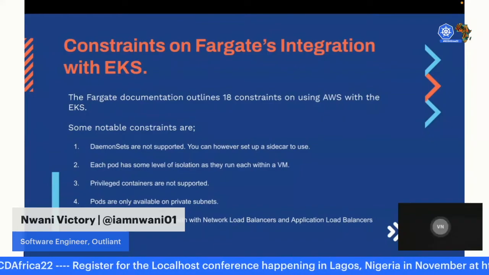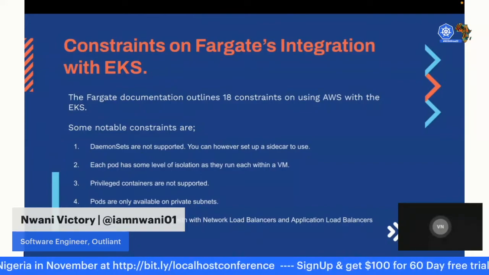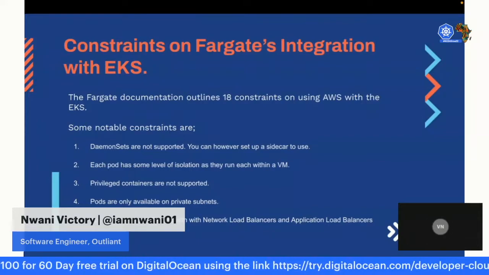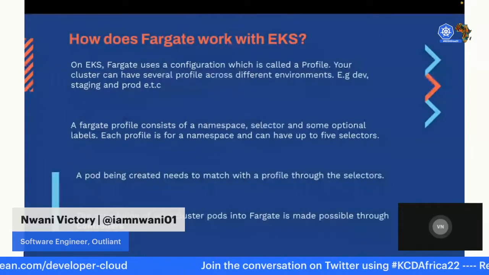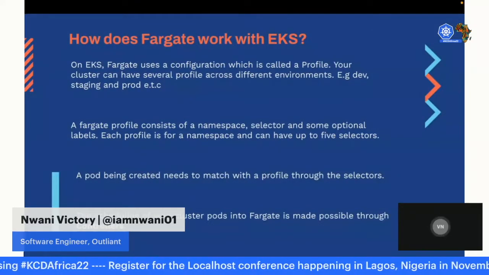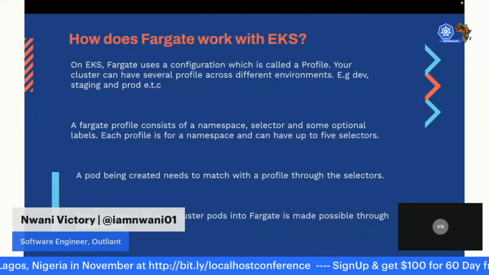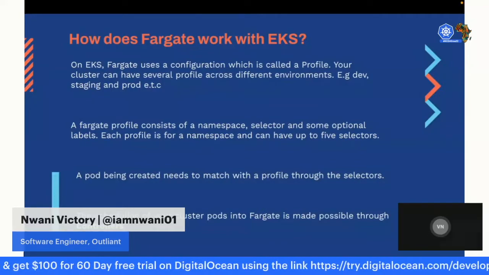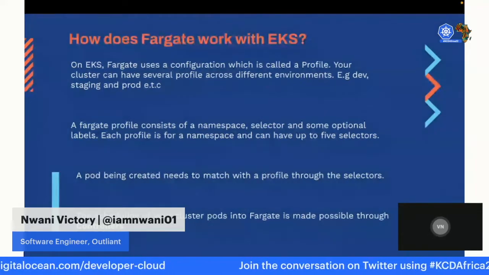So the way you configure Fargate for EKS is through a profile. A profile is a configuration that has several fields that configure how Fargate works. Within a single cluster, you can have several profiles across different environments or namespaces. For example, you could have a profile for the dev and production environments, and each profile consists of a namespace, a selector, and some optional labels. Now, this is great because you can have pods within several profiles.